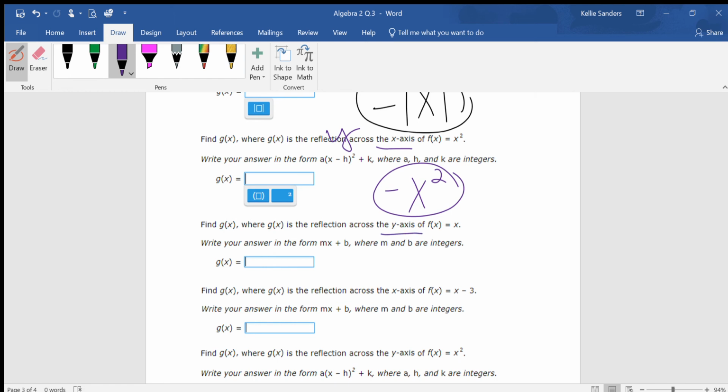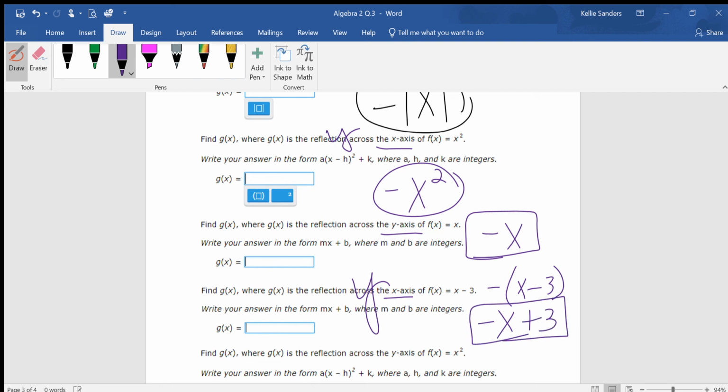Reflecting about the y, so we're going to change the x. Now on this one, there isn't an x squared. There's not an absolute value. There's no exponent or anything like that. So it's going to stay negative x. Reflect about the x, so we're going to change the y. If we're changing the y, we're changing everything, which means basically just change your signs right there.